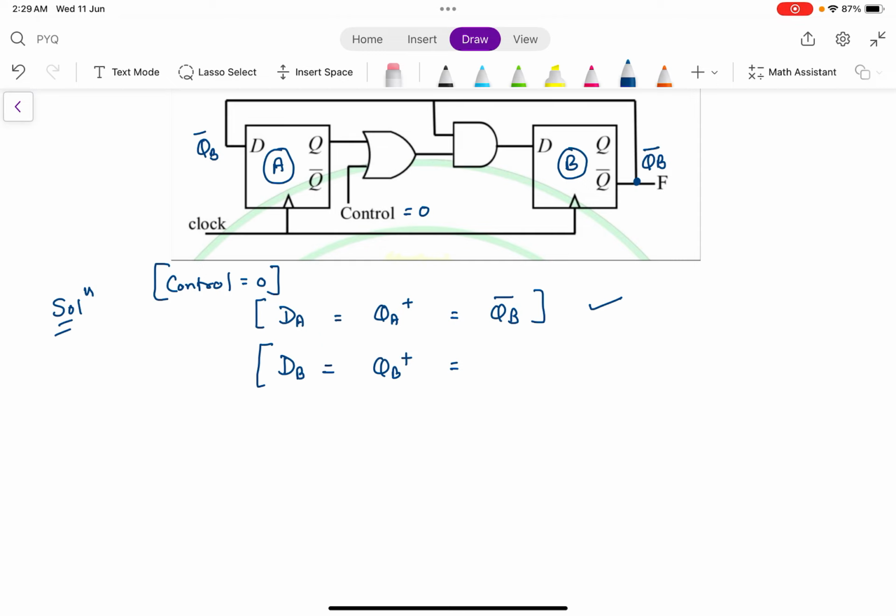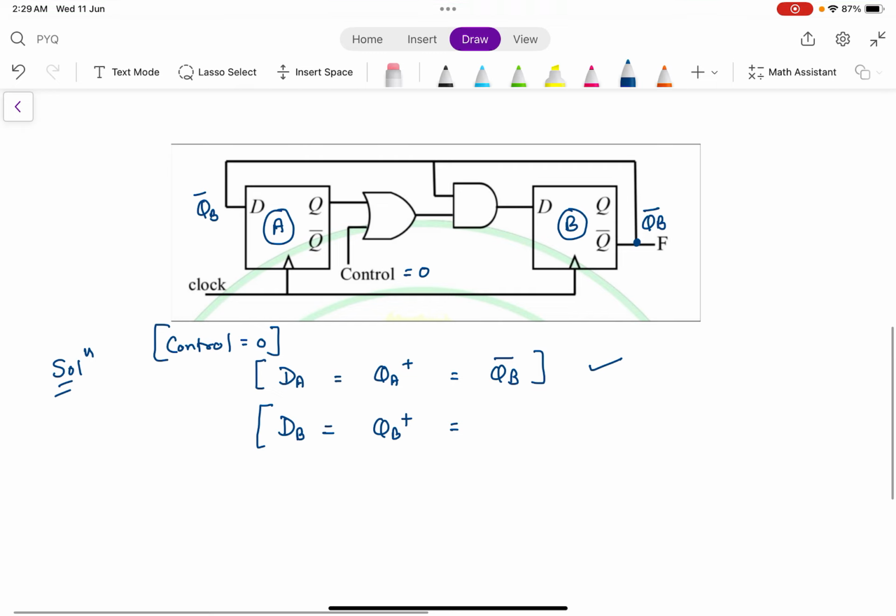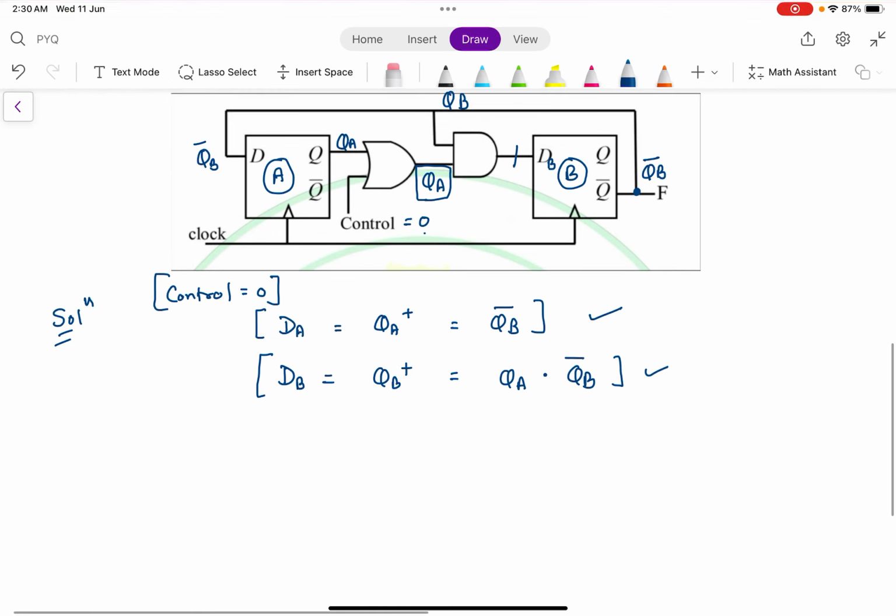Now similarly dB is equal to QB plus. So what is dB? What comes here is control 0 and which is QA. QA OR with 0 comes out to be QA, and QA with AND with QB complement comes out to be QA dot QB complement. So you got your second expression. I hope this is clear.